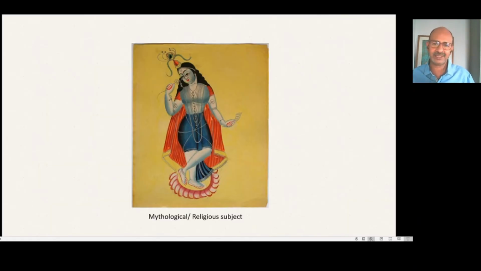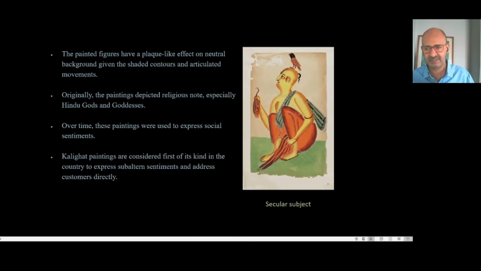Now, the initial examples from Kalighat paintings are mostly mythological subject matters like this, maybe Lord Krishna, but suddenly you also get to see an image of supposedly a Purohit, a Hindu priest, but strangely with a bird perched atop his head. Anyway, we'll come back to this. The significance of the secular images in Kalighat painting.